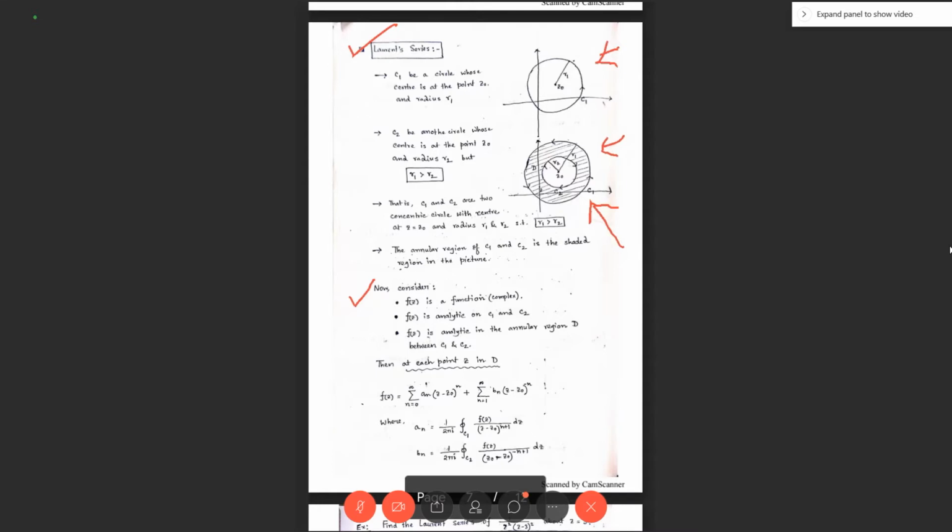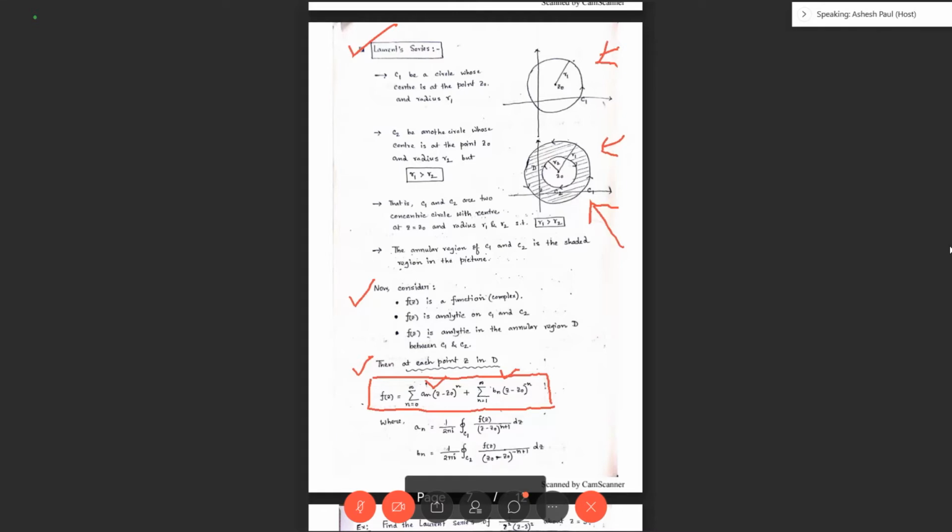Then at each point in D, f(z) can be represented as the sum of two infinite series. The first one is the summation from n equal to 0 to infinity of a_n (z minus z0) to the power n, and the second one is the summation with n running from 1 to infinity.